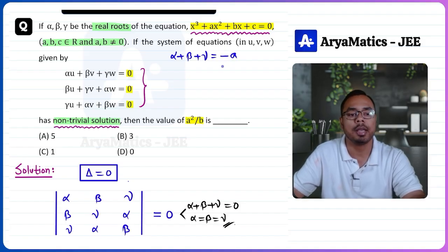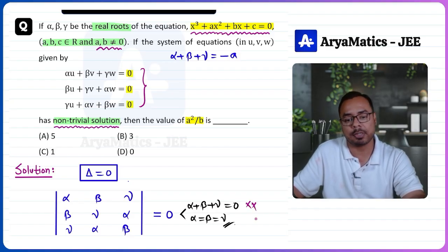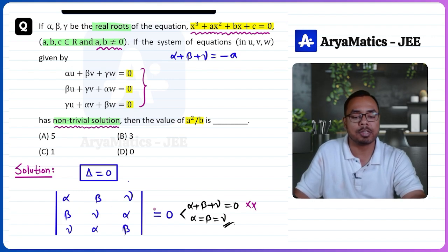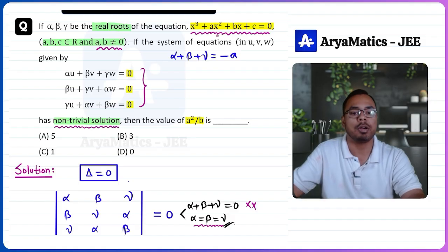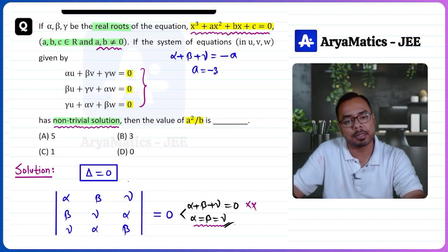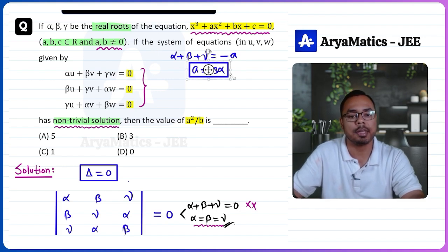So this must be minus a, and it is given that a and b, these two, are non-zero, right? That means we cannot have the first possibility. For a non-trivial solution, the cyclic determinant will be 0. If this one is 0, then either alpha plus beta plus gamma is 0, or all of these three are equal. Now, in this cubic equation, the sum of the three roots will be minus a, and because a and b are non-zero, we cannot have alpha plus beta plus gamma equal to 0, which means all of these three must be equal. So from here, if beta and gamma are the same as alpha, you can say that a must be minus 3 alpha. So this is the value of a in terms of alpha. A has to be minus 3 alpha.